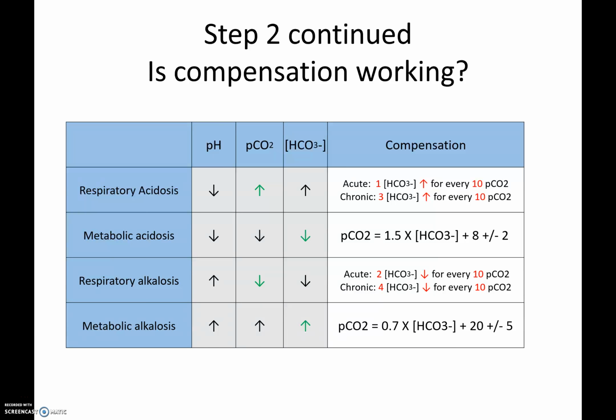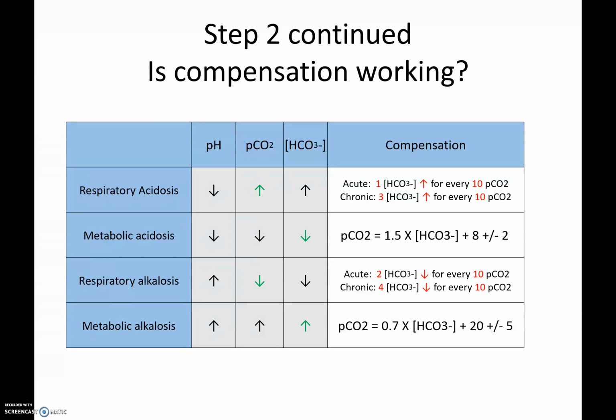So we talked about before, going back to step 2, as you are looking at your trends for your PCO2 and your bicarb, you want to make sure that compensation is working. Because if it's not, that means that you might have another disturbance on top of that primary one.